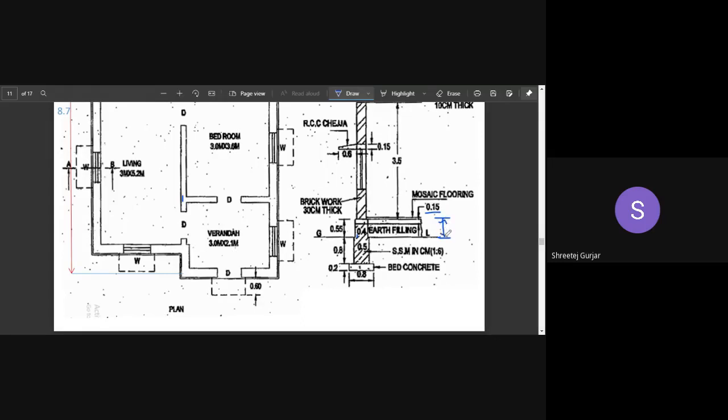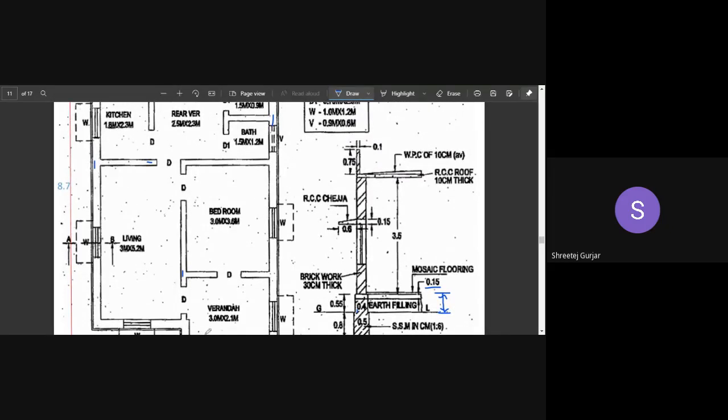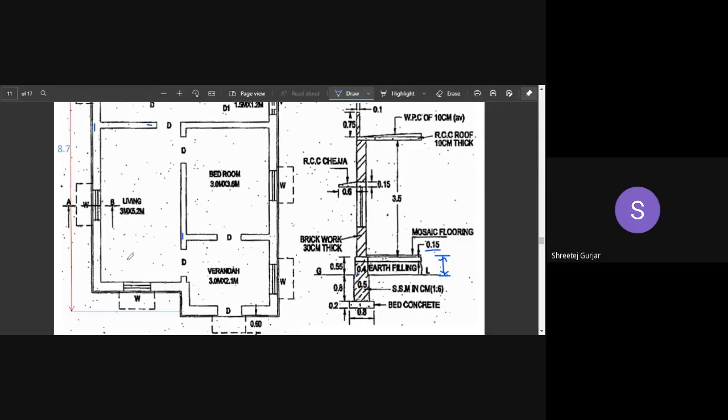So this is my earth filling that is required. How much is that? 0.55 meter in height, right? That is the height of my earthwork in filling. And the area which I have to fill is the entire area, the entire built up area which I have planned, right? So that entire area I have to fill with my earthwork. So I have to calculate the entire area, and the thickness is known, that is 0.55.